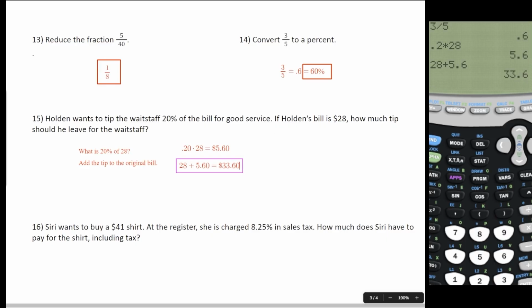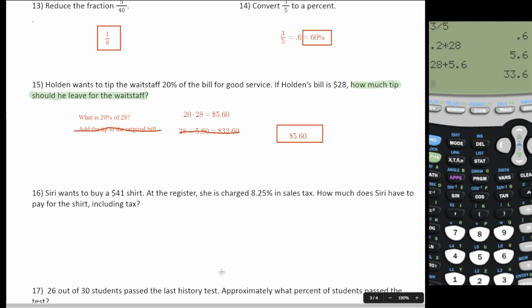Now the question was actually, now I'm rereading this, how much tip should he leave the waitstaff? So we want to make sure that we're actually answering that question. And so we didn't really need to go back and add it back. We did not need to do this. It's not that this is wrong or anything, but it's just not what the question's asking for. So we could have stopped up here and just said, oh, he wants to leave $5.60 for the waitstaff.